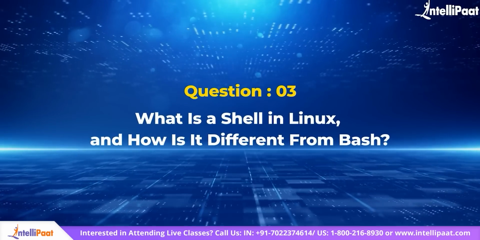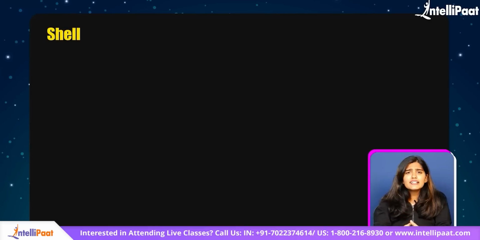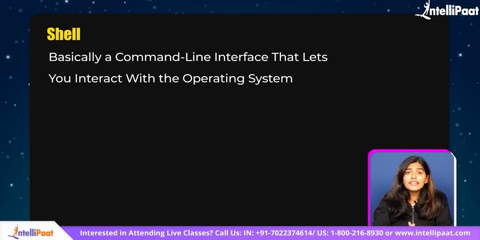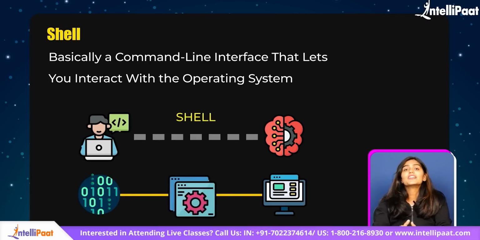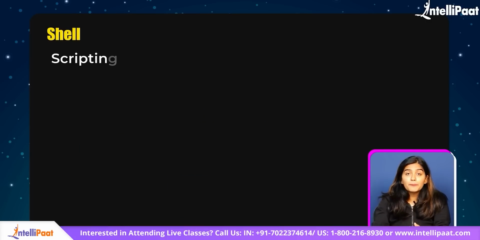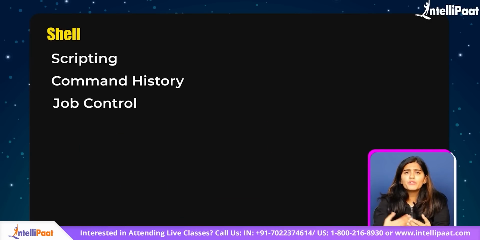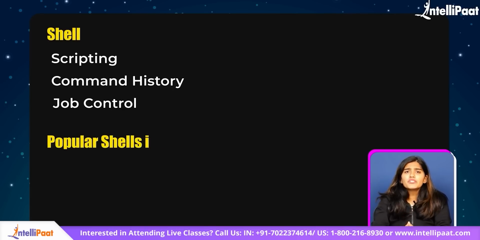Moving ahead with our next question, which is what is a shell in Linux and how is it different from Bash? In Linux, a shell is basically a command line interface that lets you interact with the operating system. You can think of it as a bridge between you and the system's kernel. It takes the commands you type, interprets them and executes them. Shells come in handy with features like scripting, command history and job control, which help you automate tasks and manage processes more efficiently. Popular shells in Linux include Bash, Zsh and Fish.